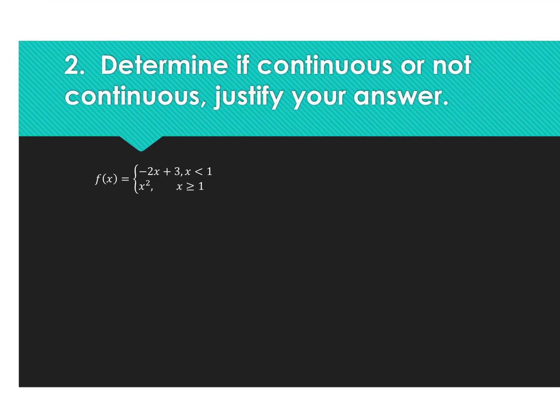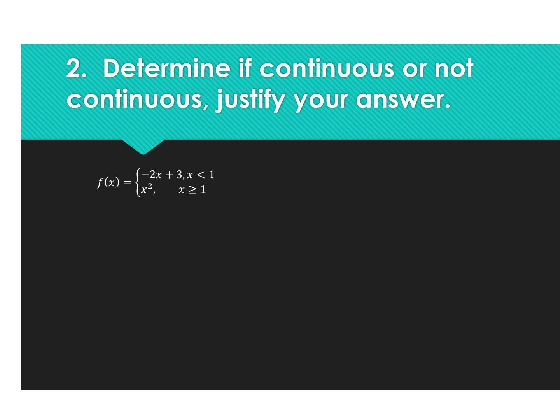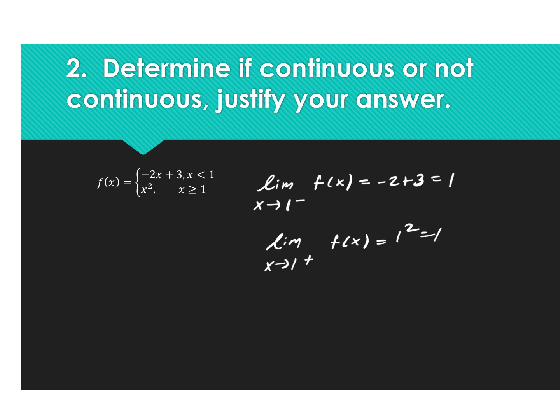All right, this one says determine if continuous or not, justify your answer. So as for continuity, we need to do the limit. If I did the limit as x goes to 1 from the left-hand side of f of x, I'm plugging into the top function. So -2 plus 3 equals 1. If I did the limit as x goes to 1 from the right-hand side of f of x, I plug into the top function, which is 1. That is not continuity, though. That just means the limit exists. So the limit as x goes to 1 of f of x equals 1.